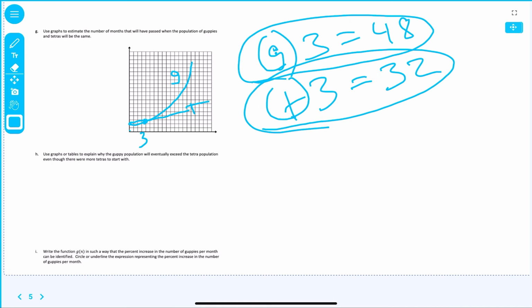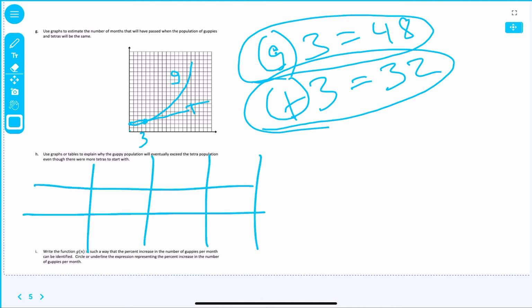If you use the table, it would look something like this. For 2, you would have 24, 24. For 3, we would have 48 and 32. This was the guppies, and these are the tetras. So it would take the 3rd month for them to catch up. Okay?